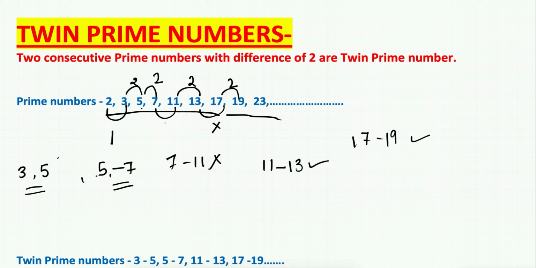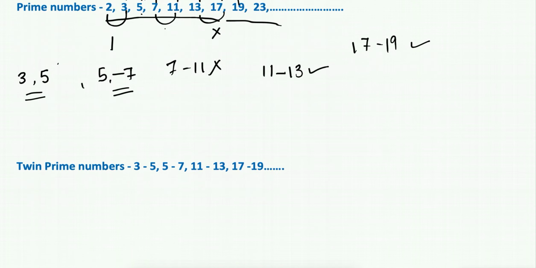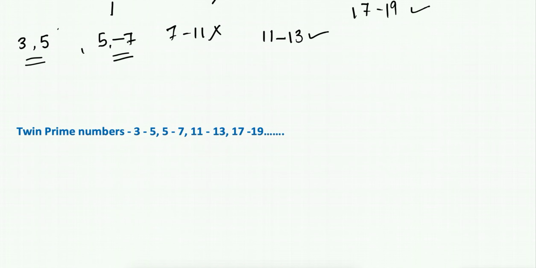So the twin prime numbers are two consecutive prime numbers with a difference of 2. As the name suggests, it's a twin. Twin means 2. So we should remember that twin means 2. So the difference between the two prime numbers should be 2. So here the twin prime numbers are 3 and 5, 5 and 7, 11 and 13, 17 and 19.